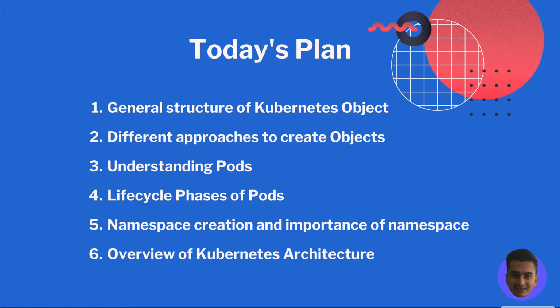I will first start with discussing the general structure of Kubernetes object and the different approaches that we can take to create these objects. Then we will dive a bit deeper into understanding pods and its lifecycle phases. I'll speak briefly about the namespace creation as well, and after that I will give a rough overview of the Kubernetes architecture.